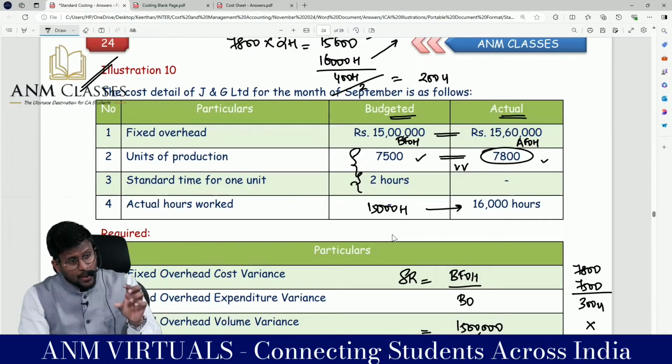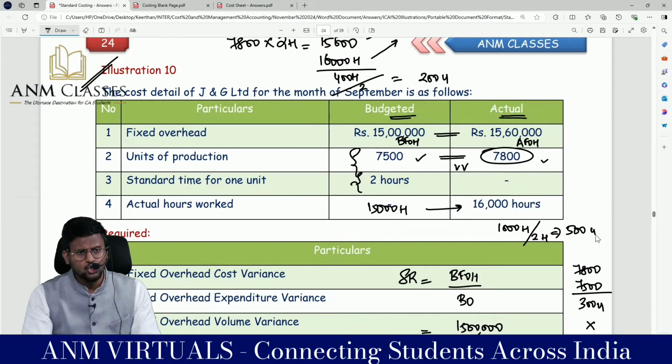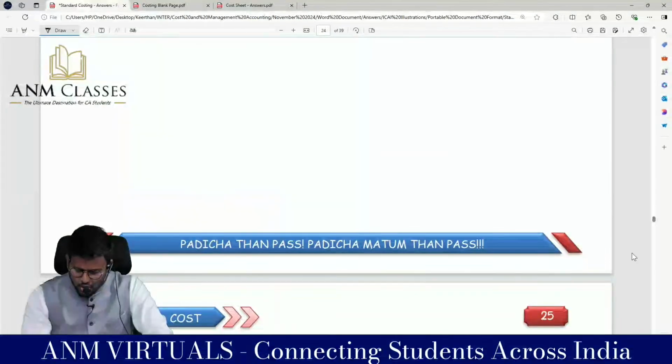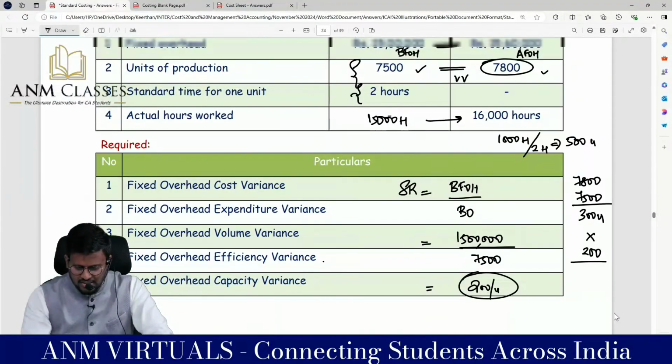அப்ப என்னோட அவைலபிள் கெபாசிட்டியை விட எவ்வளவு ஹவர்ஸ் அதிகம்? 1000 hours அதிகம். Are you really with me? Every 2 hours I would have got 1 unit. So 1000 divided by 2 comes to 500 units. Every unit would have absorbed 200 rupees. 500 into 200, 1 lakh should be favorable because instead of 15,000 hours, I have generated 16,000 hours.